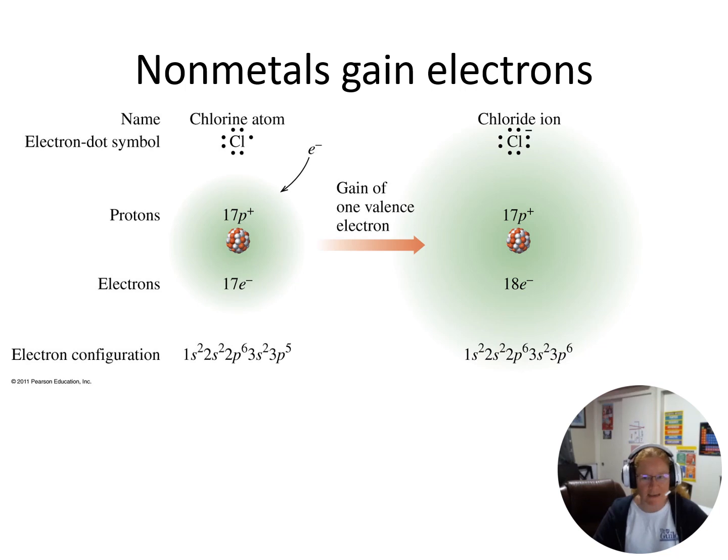So neutral chlorine, 17 protons, 17 electrons. I gain 1 electron, now I'm 17 and 18 electrons. So now I have 1 extra negative charge. So my group 7A, they will gain 1 electron. My group 6A, they need 2 more electrons, so they're going to gain 2 electrons. My group 5A, they need 3 more electrons, so they'll make a -3.